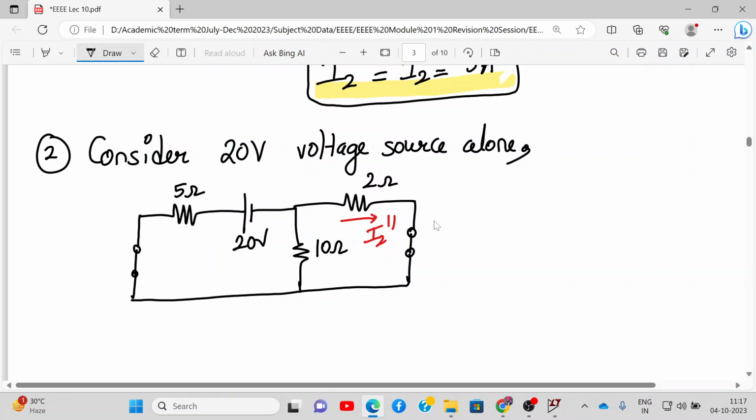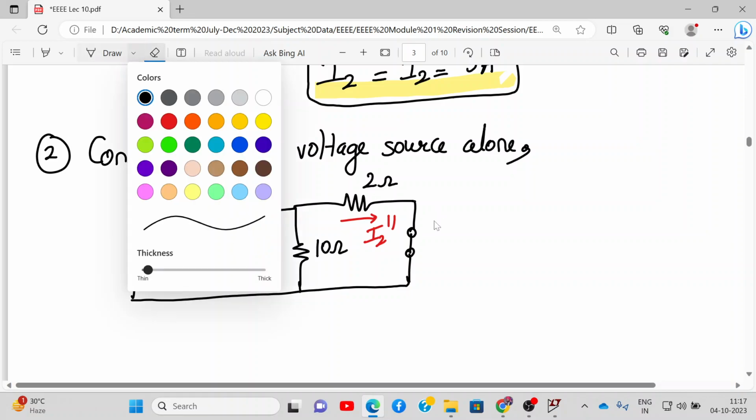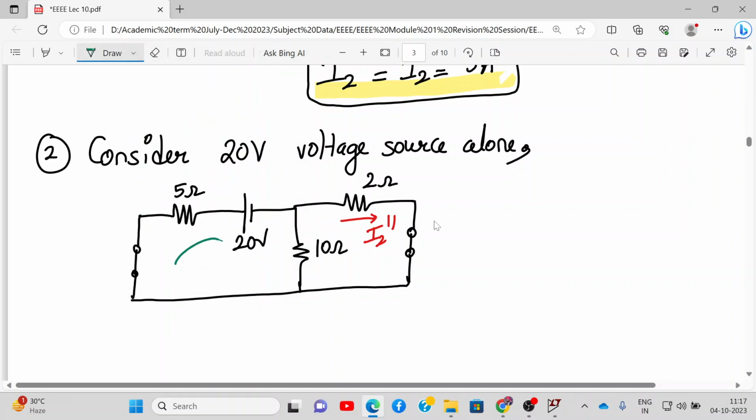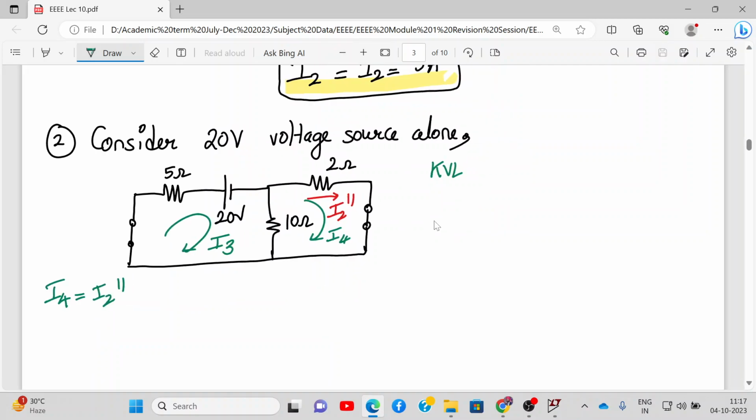Alright. And here again we can apply simple mesh analysis and find the value of I2 double dash. Let's mark this current, let me use another color. Let us mark this current as I3 and this current as I4. So we know basically I4 is equal to I2 double dash. So let's apply KVL to loop number 1.